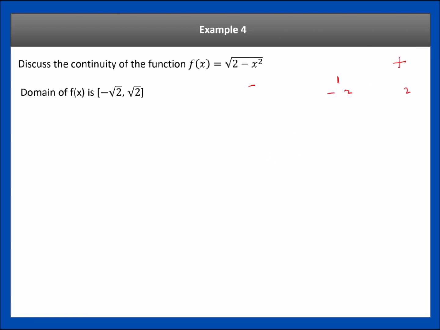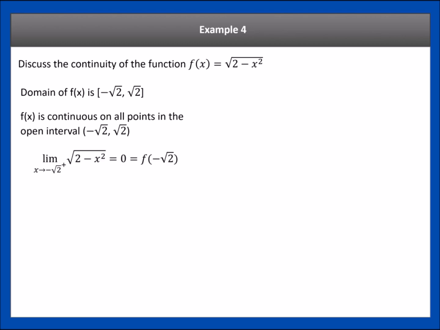So clearly the domain is from negative square root of 2 to square root of 2, including those two numbers. So f has to be continuous on all points in the open interval because it's a semicircle. Semicircle is continuous on all points, right? There's no holes on that semicircle. Now we can take the limit.